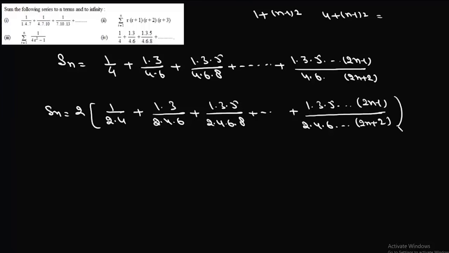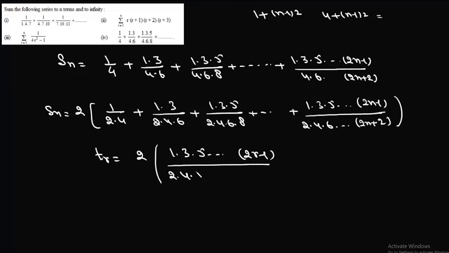2n plus 2. Now, if we write its general term, it will be the rth term, and it will be this 2 into 1, 3, 5 up to 2r minus 1, and in the denominator will be 2 into 4 into 6 up to 2r plus 2. Now, because we have to use the method of difference, somehow we have to express it as a difference a minus b.